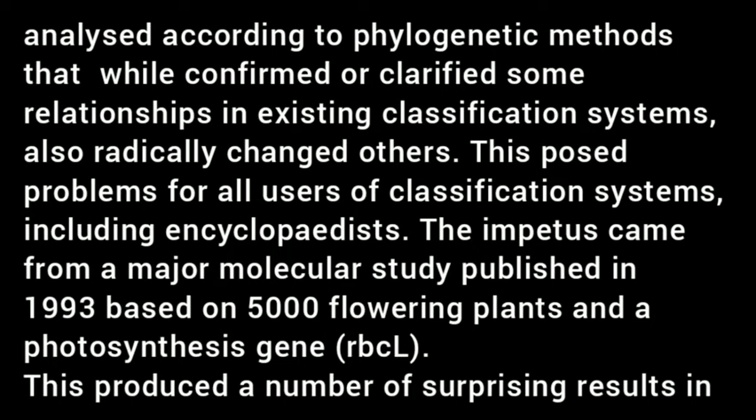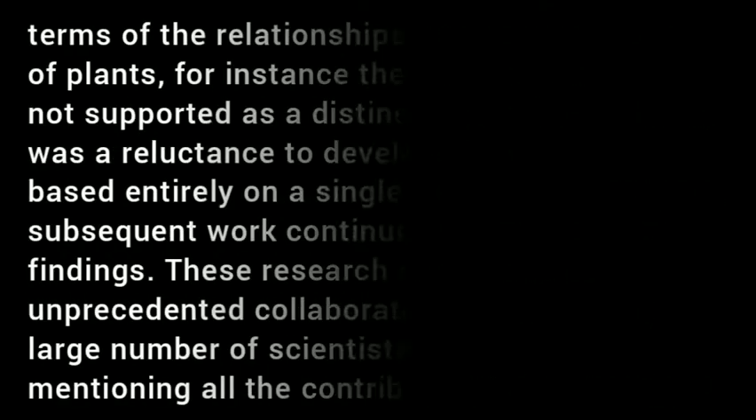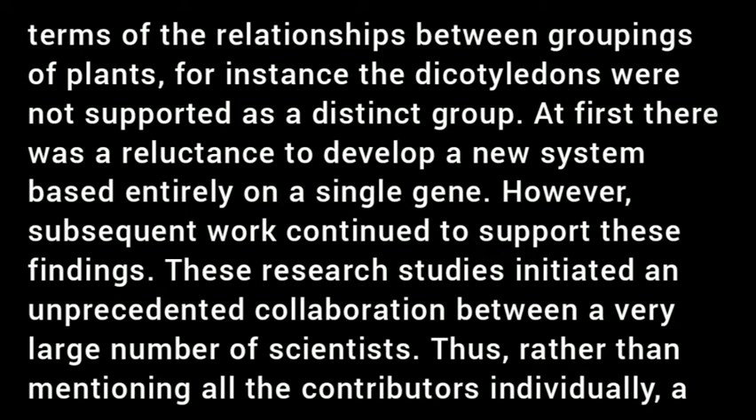The impetus came from a major molecular study, published in 1993, based on 5,000 flowering plants and a photosynthesis gene, rbcL. This produced a number of surprising results in terms of the relationships between groupings of plants. For instance, the dicotyledons were not supported as a distinct group. At first there was a reluctance to develop a new system based entirely on a single gene. However, subsequent work continued to support these findings.